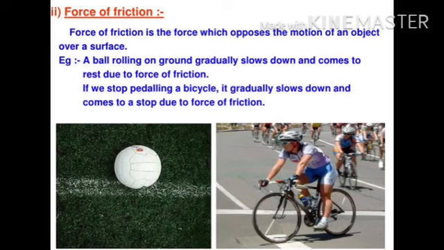Now the force of friction. Force of friction is the force which opposes the motion of an object over a surface. For example, a ball rolling on the ground gradually slows down and comes to rest due to the force of friction. If we stop pedalling a bicycle, it generally slows down and comes to a stop due to the force of friction.